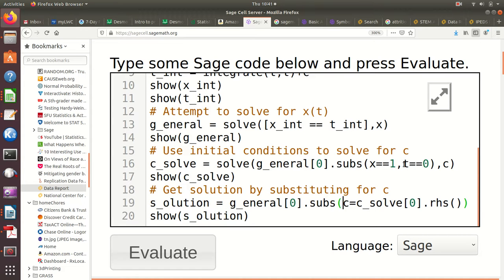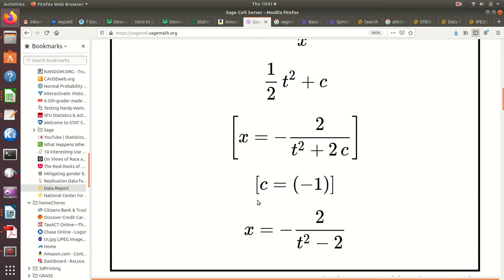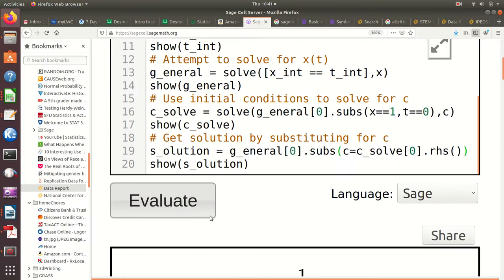But I substitute in c, but notice I don't mess with the initial conditions anymore because I want the solution, not just something involving the initial conditions. So here I say take that general solution, substitute in my new value of c that I just found, and show me that solution. And I hit evaluate, and you see c was -1, and so I get -2 over t squared minus 2 for my x. And there's my solution.